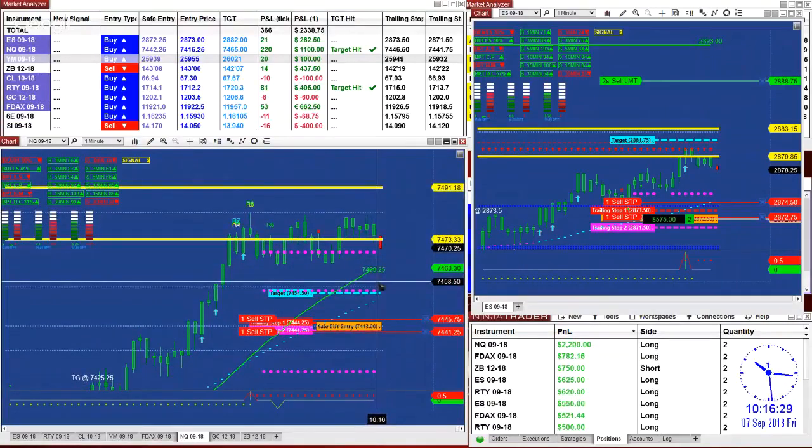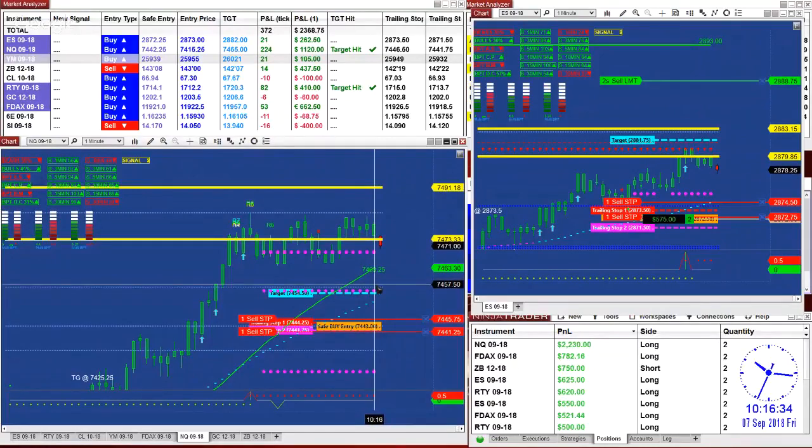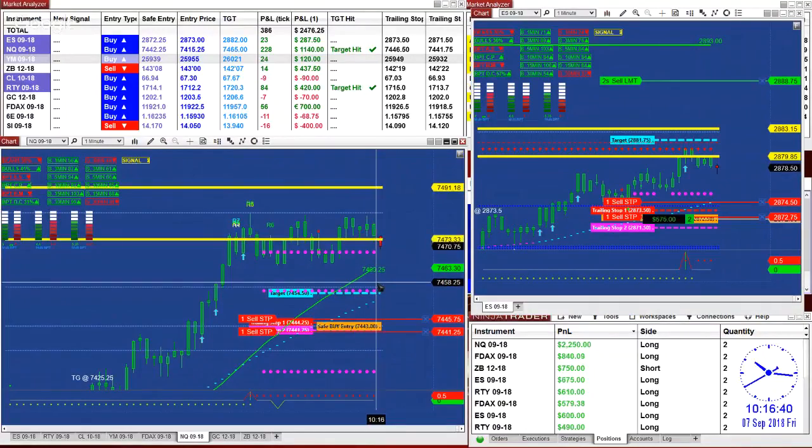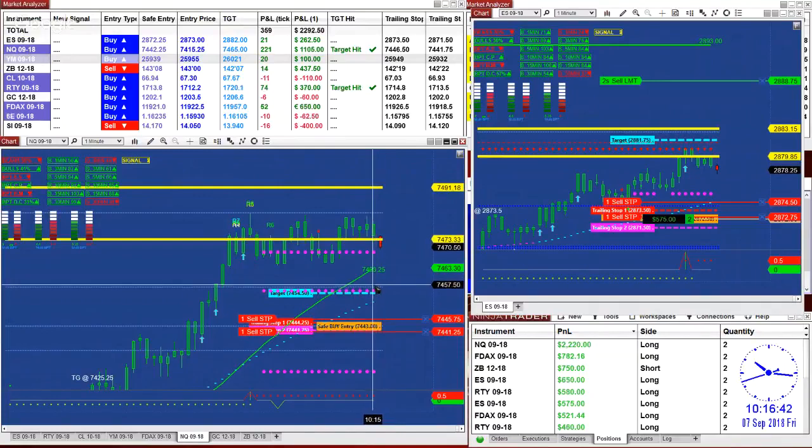If you want to follow me on that trade, you can put a limit order on a sim. If you want to follow me on a sim, you can put it around 58 or 57.75.